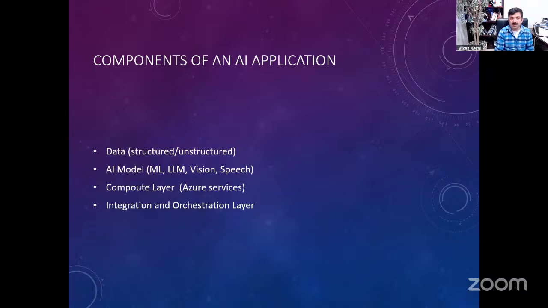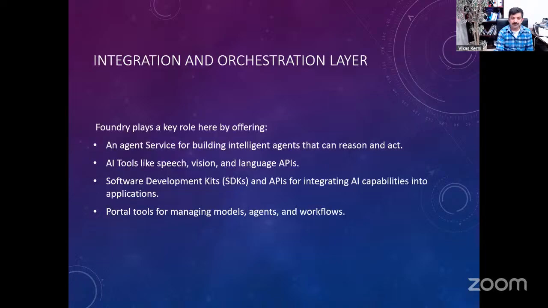Let's talk a little bit more about the integration and orchestration layer. Here AI Foundry plays a key role by offering an agent service for building intelligent agents that can reason and react, AI tools like speech, vision, and language APIs, software development kits and APIs for integrating AI capabilities into applications, and portal tools for managing models, agents, and workflows. As I said, we will be doing an exercise and it will make more sense.